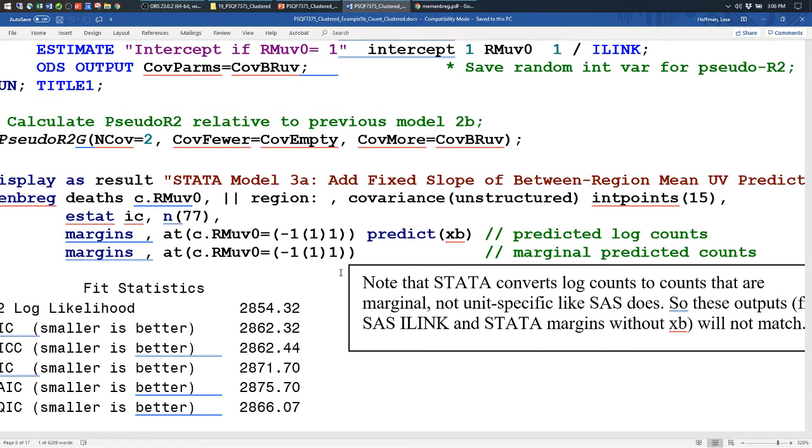They're the marginal counts, averaging, integrating out over the random effects. So they don't match. The counts that you get are not just the exponentiated versions of these. They are completely different. They're marginal rather than unit specific. And for that reason, I didn't ask for any of those in your homework.